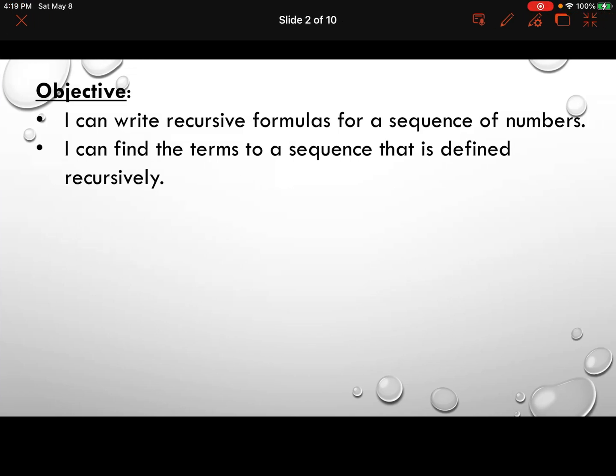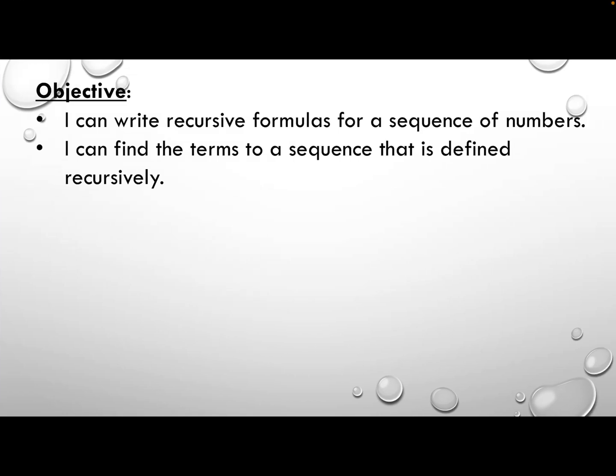Welcome pre-calculus students to another day in our unit on sequences. In our previous lesson, I introduced you to what a sequence was and to this idea of a sequence being defined explicitly. That was one type of sequence formula that you will see. In today's lesson, we will cover the second type of defining a sequence, which is using a recursive formula. All right, so let's get to it.